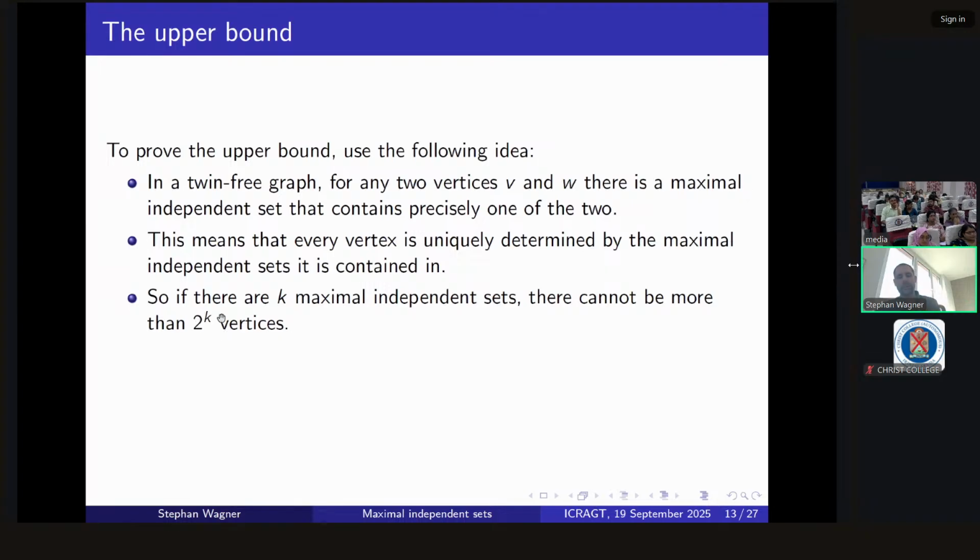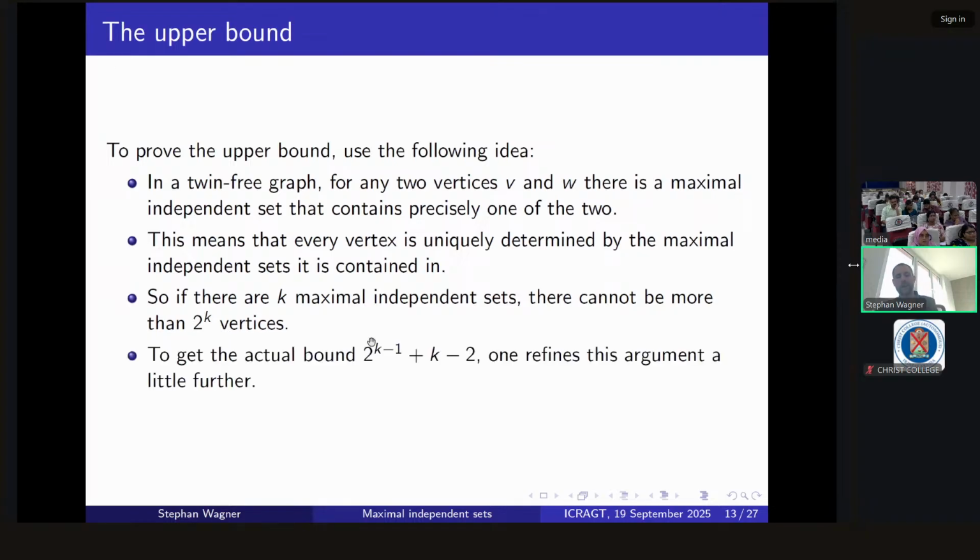But it's sort of similar, right? It's 2 to the k in essence. And to get the actual bound, 2 to the k minus 1 plus k minus 2, one uses basically this argument just refined a little bit further. This is really what goes into the proof. Okay, so we have established now that the number of maximal independent sets in a connected graph of order n is basically at least logarithmic in n.